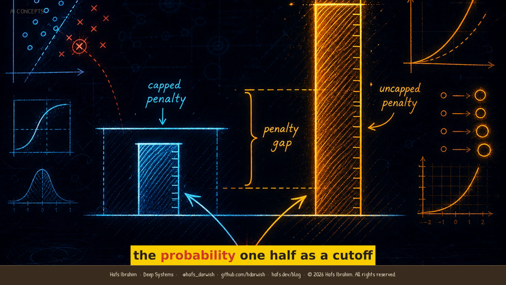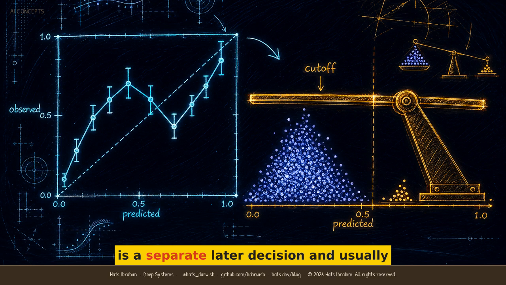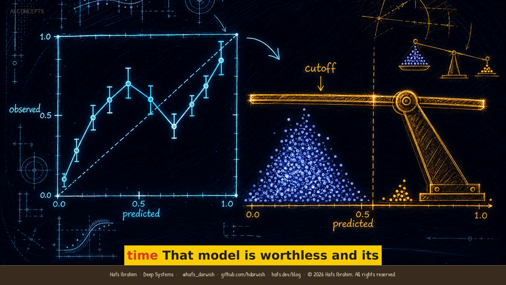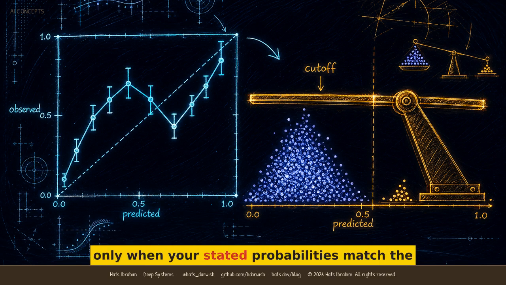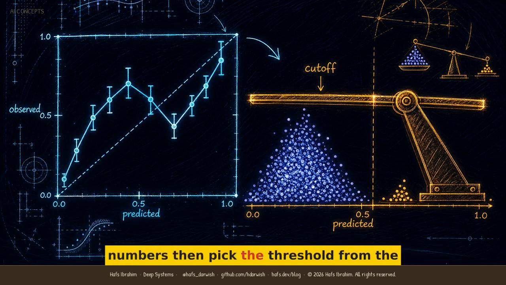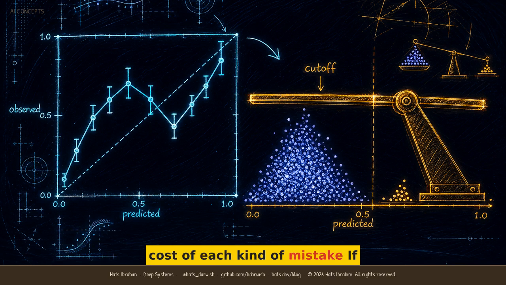Cross-entropy trains the probability, 1/2 as a cutoff is a separate, later decision, and usually the wrong one. If only 2% of your customers churn, a model that maximizes accuracy should predict stays for everybody and be right 98% of the time. That model is worthless and its log loss is bad, which is the argument for the loss. It is a proper scoring rule, meaning it is minimized only when your stated probabilities match the real frequencies. Optimize cross-entropy to get calibrated numbers, then pick the threshold from the cost of each kind of mistake.